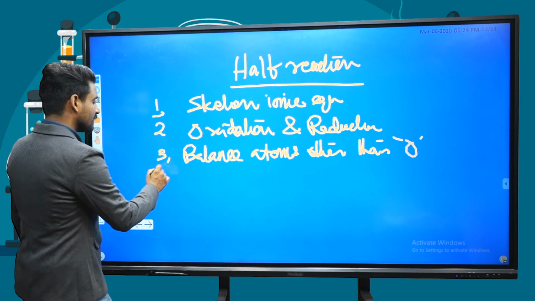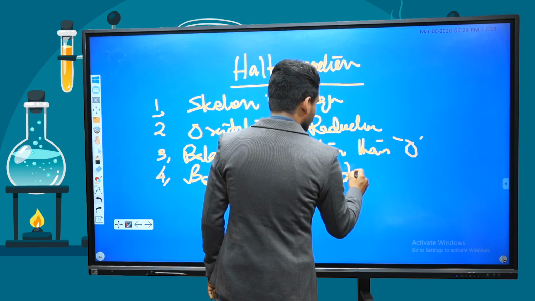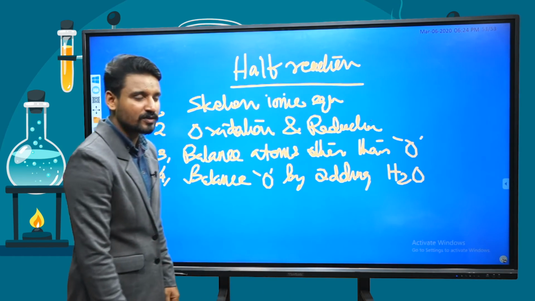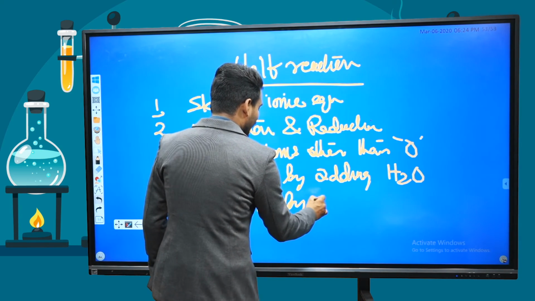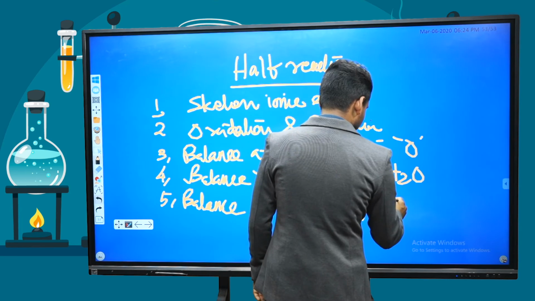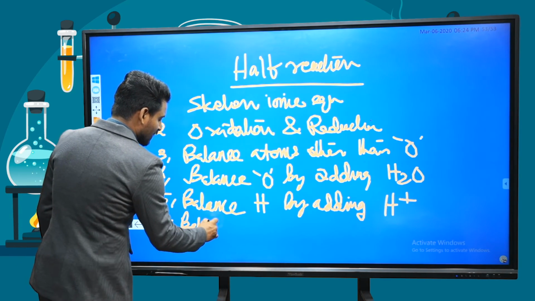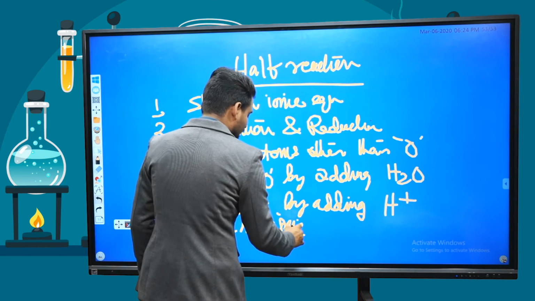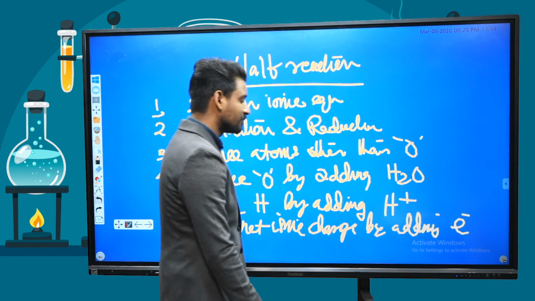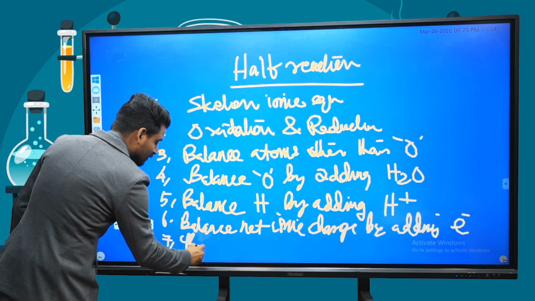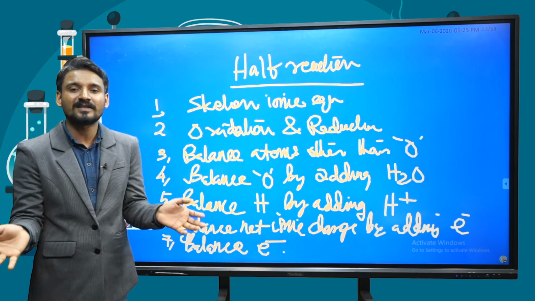So you should follow these steps. Then the fourth one, balance oxygen by adding water. Next one, balance excess hydrogen by adding H plus ions at the opposite end. Next step, balance the net ionic charge of the two reactions by adding electrons. Then the final one, balance electrons in the two reactions. And finally, you should add these oxidation and reduction steps.